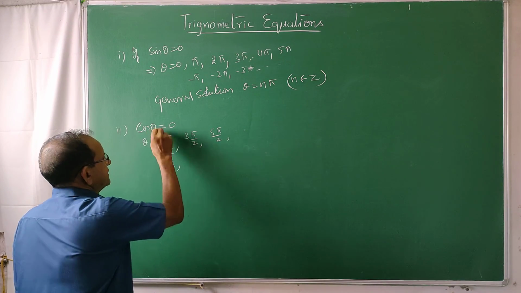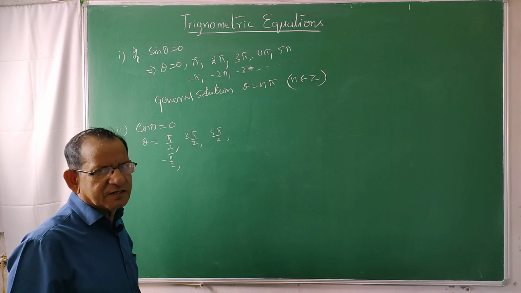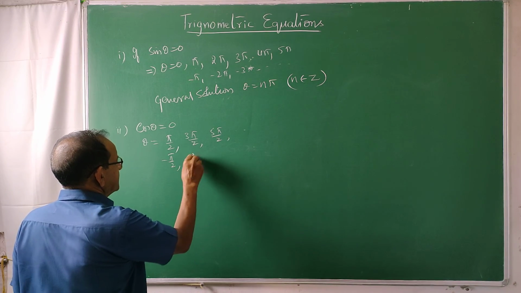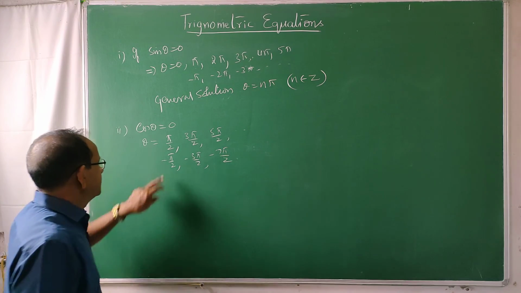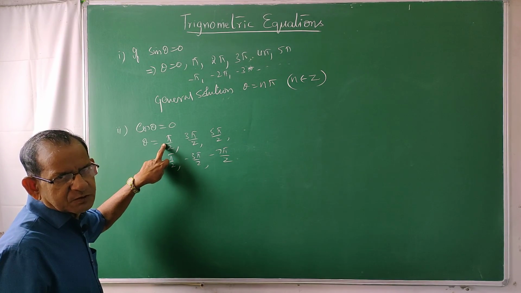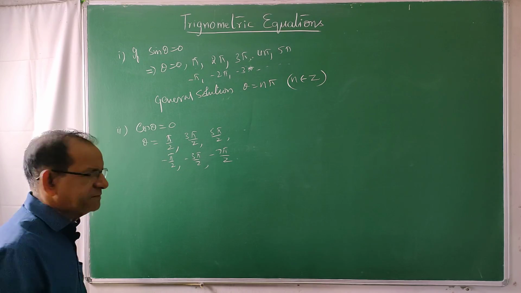And minus pi by 2 etc. also can be written. Cos minus pi by 2 is cos pi by 2 only, so that is also 0. Minus 3 pi by 2, minus 7 pi by 2 etc. Now, here the principal value is pi by 2, which lies in between 0 and pi.